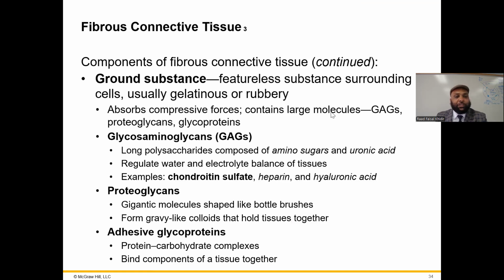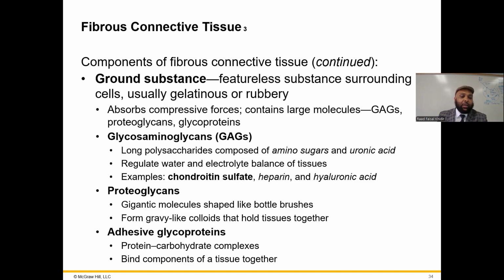Okay, fibrous connective tissue. The components of the fibrous connective tissue include the ground substance, which is a featureless substance surrounding the cells, usually gelatinous or rubbery. It absorbs compressive forces and contains large molecules, proteoglycans, and glycoproteins.